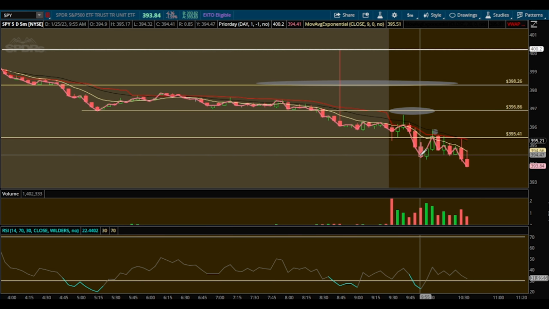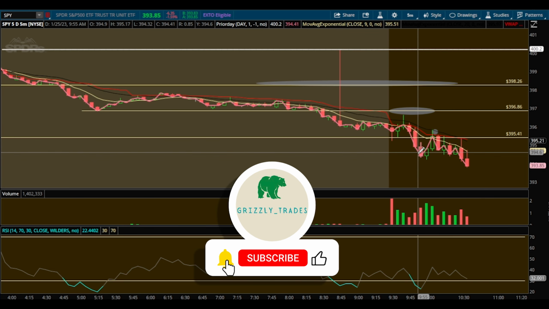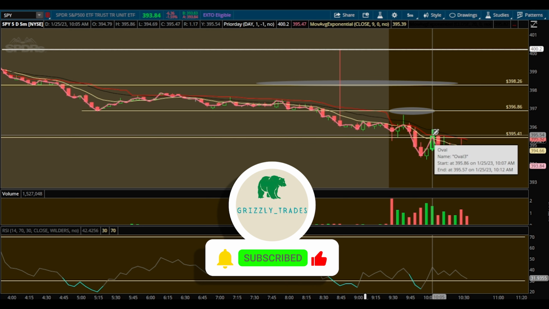Be patient. You don't want to be chasing these big red candles. That's chasing. You need to wait for a nice pullback to allow for the proper risk to reward.